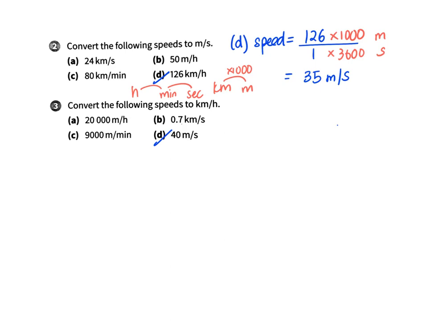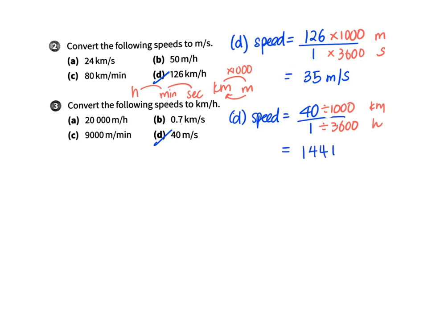Question 3D. Now to take a look here, we are going to change from meters per second to kilometers per hour. So for part 3D, the speed is given to be 40 meters in 1 second. But now we are going to change the units into kilometers per hour. To change from meters to kilometers, I'm going to divide by 1000. Okay, and then I'm going to divide by 3600. And that will be the units now, kilometers, hours. And I'll get the answer to be 144 kilometers per hour.